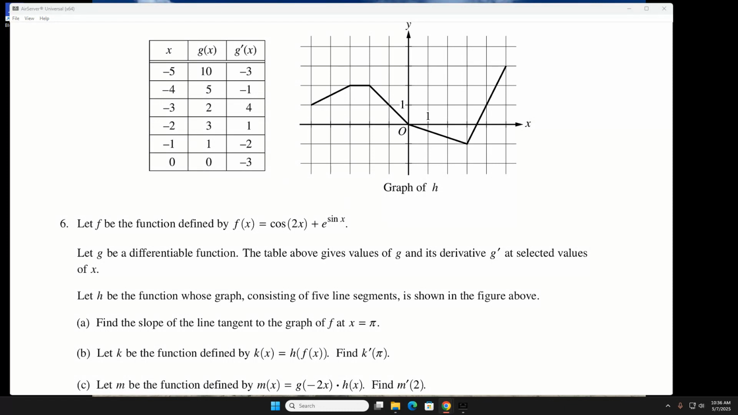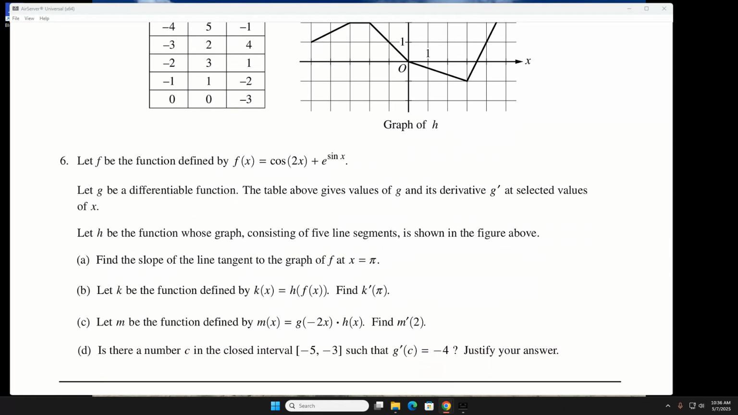And then part A asks us to find the slope of the line tangent to the graph of f at x equals pi. And so it is not asking us to find the tangent line. We could, but you would waste some time if you did that. All we need to know is the slope of the tangent line. So what do we need to find the slope of the tangent line, or the SOT? What gives you the slope? The derivative. Thank you. It was not a trick question.